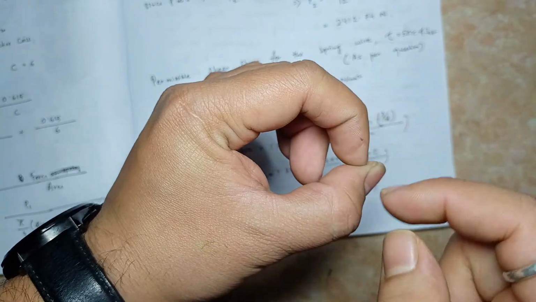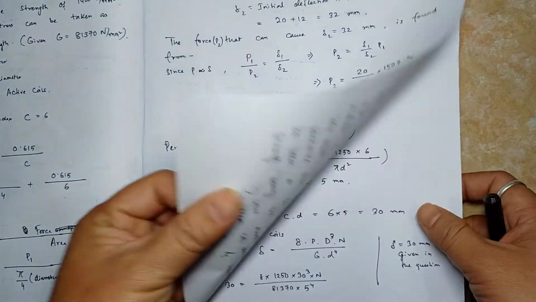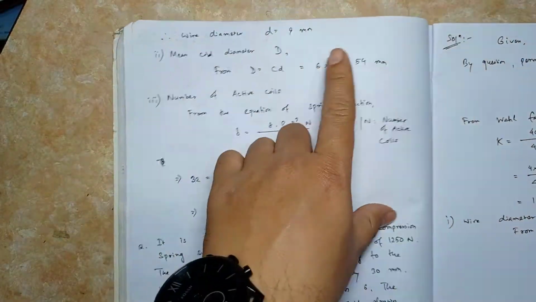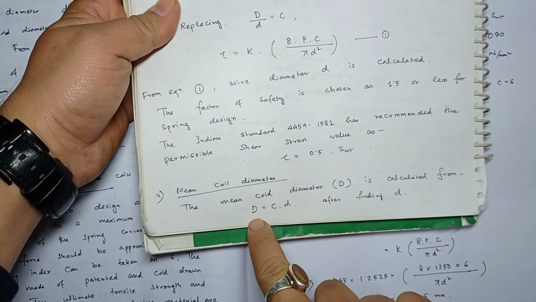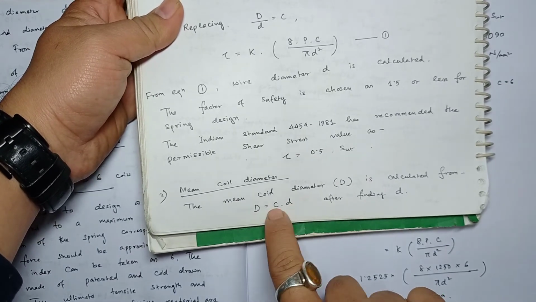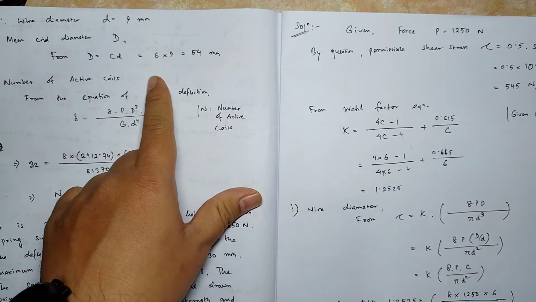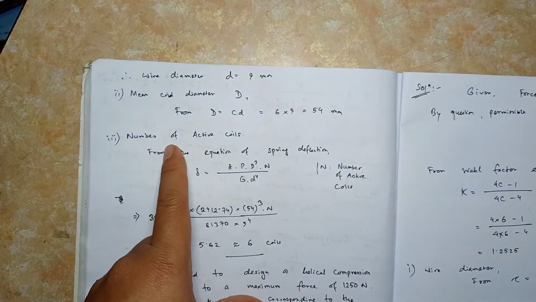Okay, so we have to next find out the mean coil diameter of this spring. Now from this relation again, mean coil diameter, capital D, is C into d. So C is 6, d is 9, so 6 into 9 is 54. Okay, so finally number of active coils.